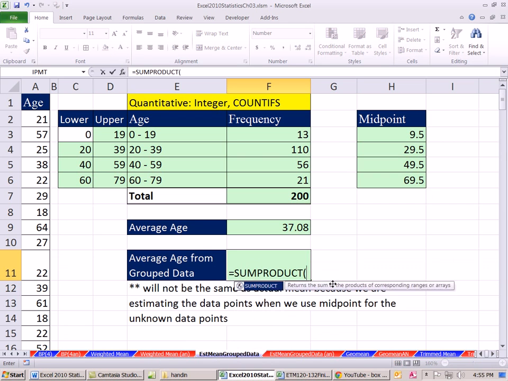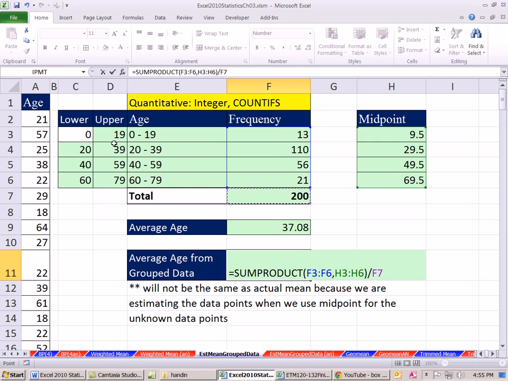I'm going to use that same formula we just used a moment ago, SUMPRODUCT. So I'm going to say that column times that column right there. And then divide by the count. Oh, the count, it's the frequency, right? So divide by this.